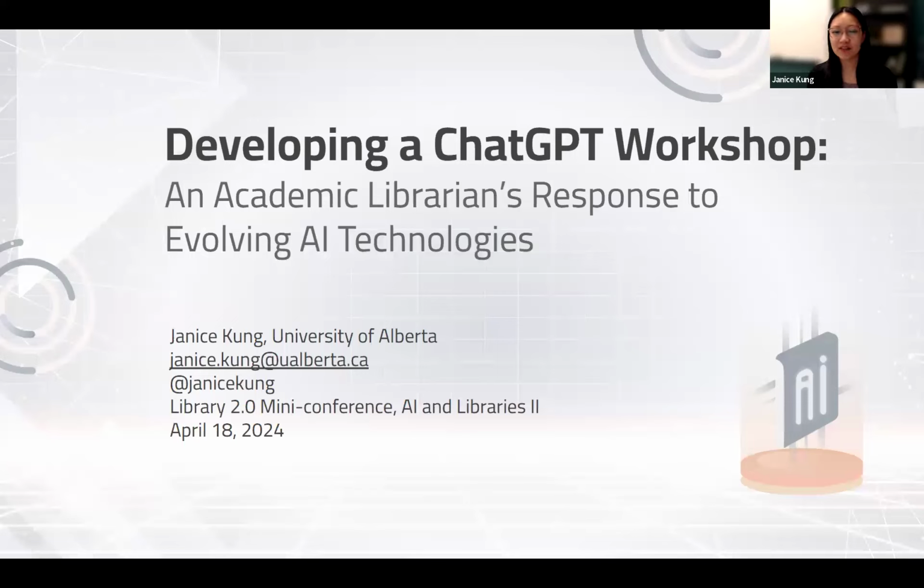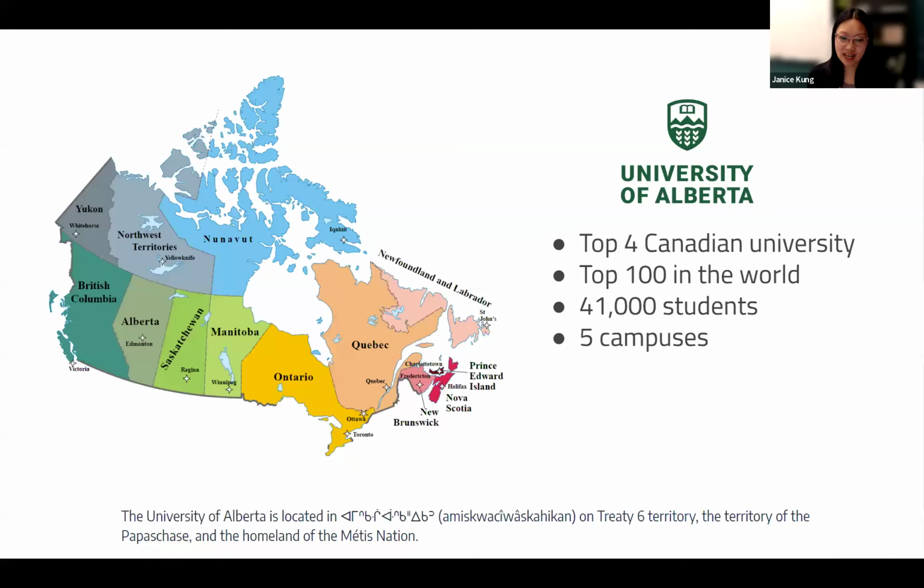So the University of Alberta, we are located in Edmonton, Alberta. And for those of you who are not as familiar with the Canadian geography, we're located on the western part of Canada, and we are right there. We're right above Montana. And the University of Alberta is a top 4 Canadian university. We're ranked top 100 in the world. We have approximately 41,000 students across 5 campuses. So we are a rather research-intensive university in Canada.